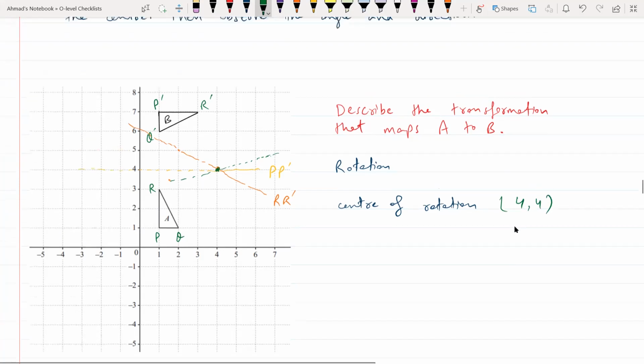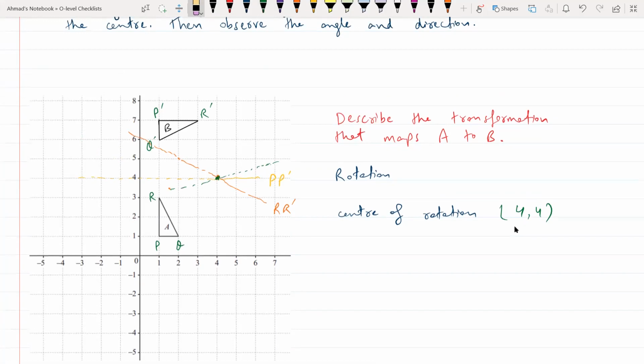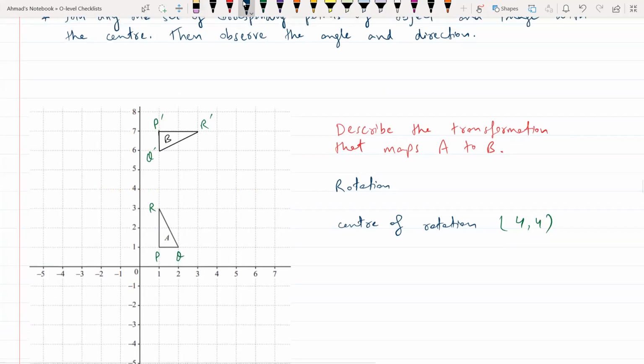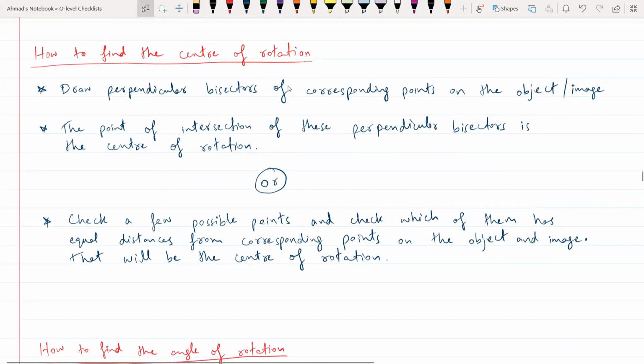अब इसको चेक करने का एक और तरीका भी होता है. एक तो तरीका है, ये perpendicular bisectors, this works in every single case, but sometimes to make this process a bit quicker, remember center of rotation का distance आपके corresponding points से equal होता है. So you can just do it mentally sometimes as well. कि आप क्या करें, you take a few possible points और उनके distances check कर लें कि क्या equal आ रहे हैं. अगर equal आते हैं तीनों points से, then that is the center of rotation.